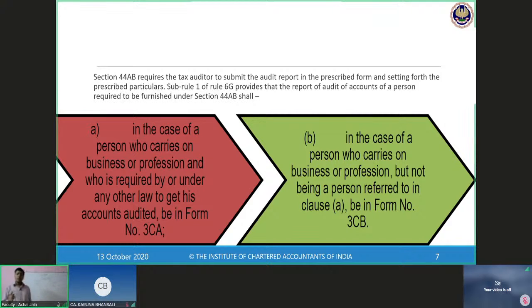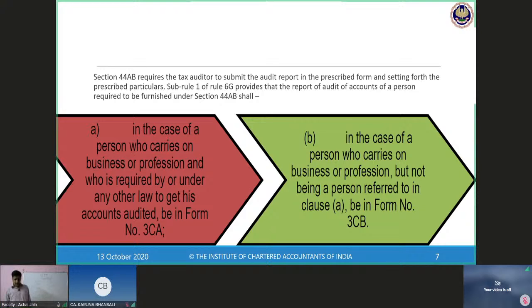We are saying form number 3CA will apply in a situation when the financial statements of an entity or a person are required to be audited under any other law. Any other law means law other than the Income Tax Act. And we have a very simple example again, that of a company.